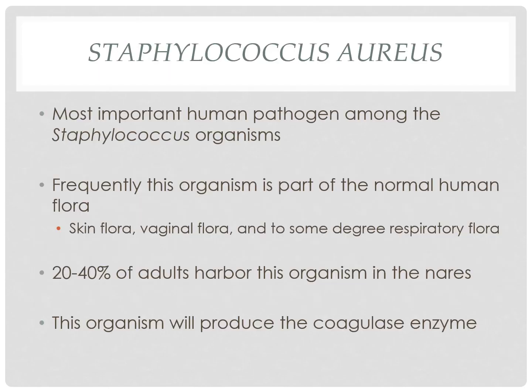So Staphylococcus aureus is by far the most important pathogen among all of the Staphylococcus organisms. It can be isolated as part of the normal human flora, including normal flora of the skin, normal flora of the vagina, and to some degree normal respiratory flora, especially of the upper respiratory tract. About 20 to 40% of adults harbor this organism in their nares. It may not be MRSA, although they do screen for MRSA by swabbing the nares. And this organism will produce the coagulase enzyme.